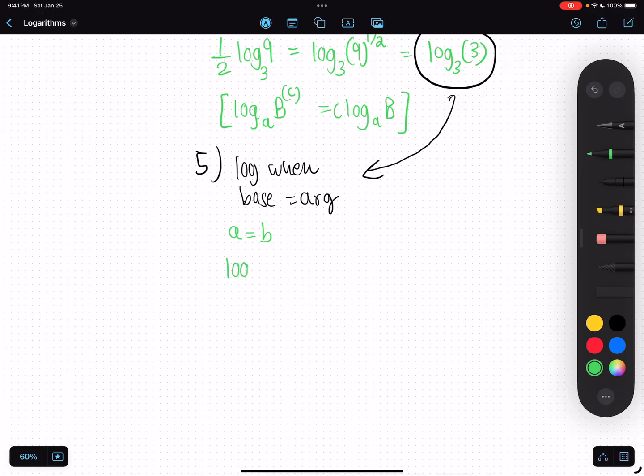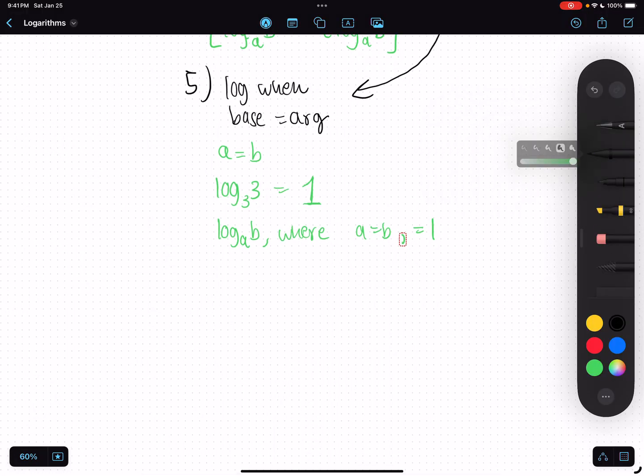So log 3 of 3, for example, you have the same base and the same argument, 3 and 3. This can just be written as plain 1. That's it. And this is extremely good for simplification because you can just remove an entire log and get 1. So log a of b, where a is equal to b, is equal to 1. That's the next law.